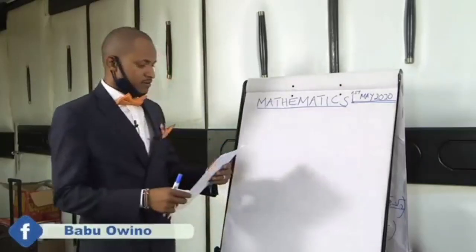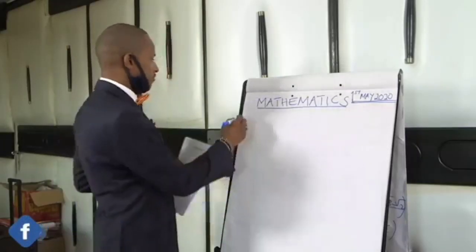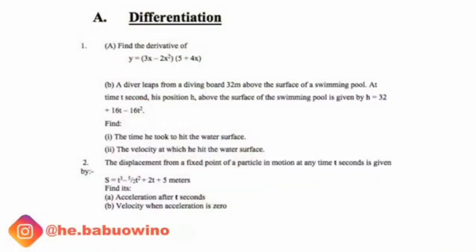Number 1, we have differentiation. Question number 1. Find the derivative of y equals 3x minus 2x squared, multiplied by 5 plus 4x.